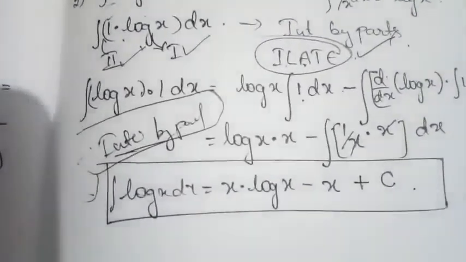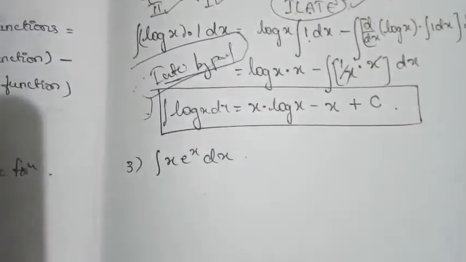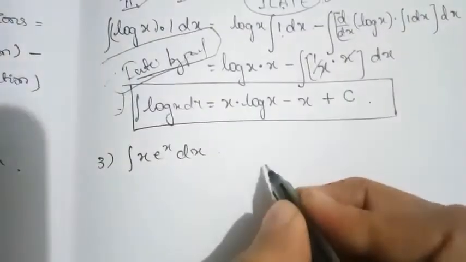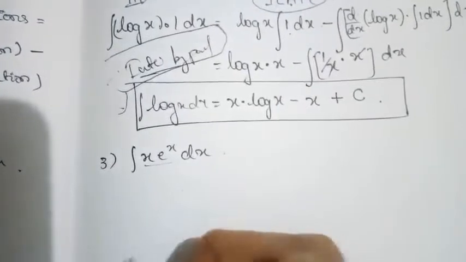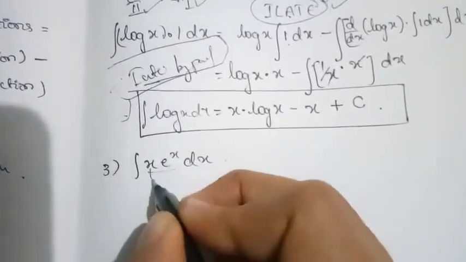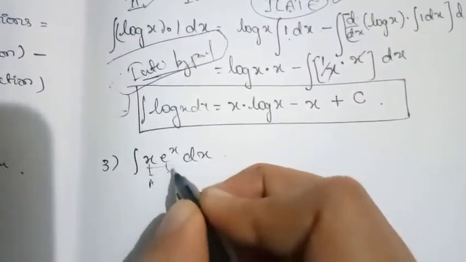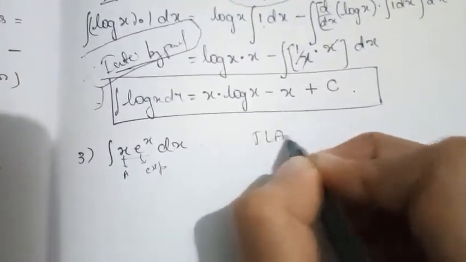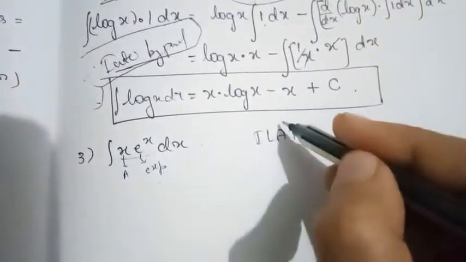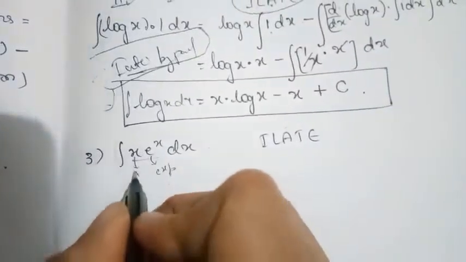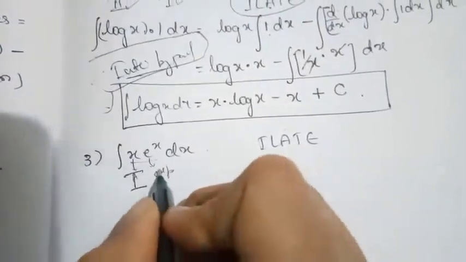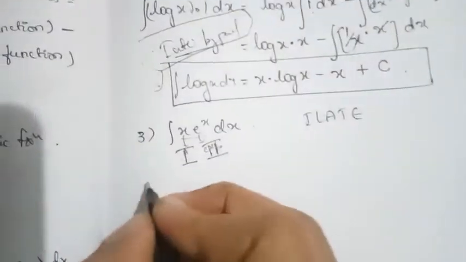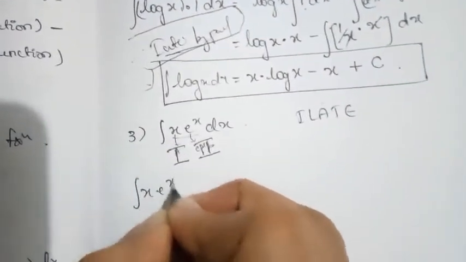For your practice I am going with another example, that is integration of x into e power x. Again it is a product of two functions. x is an algebraic function, e power x is an exponential function. As per the Eilert rule, algebraic comes first, so x is the first function and e power x is the second function. What is the rule saying?